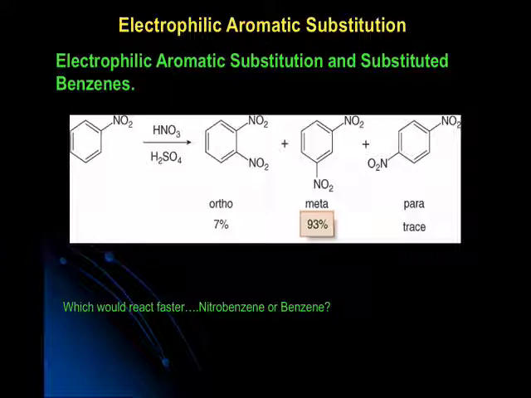So this nitro group is what kind of a director? It's a meta director. Now wait a second. We just talked about alkyl groups being activators, and they were ortho-para directors. This is a deactivator, and it is a meta director. So we're starting to see that activators are typically ortho-para directors, and that deactivators are going to be meta directors.